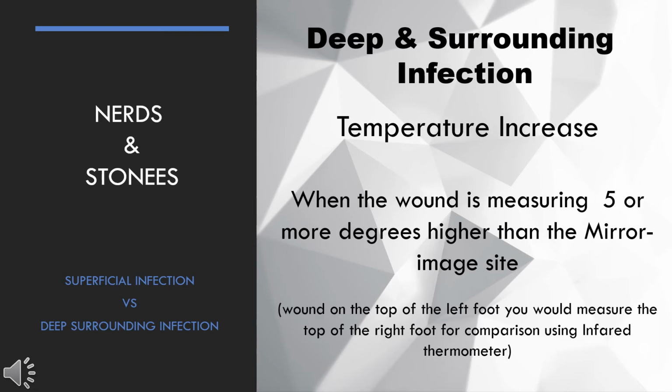A wound is considered to have a temperature increase when the wound is measuring 5 degrees more than a mirror image site. For example, if there was a wound on the top of the left hand, you would measure the wound base, and you would also measure the top of the right hand where the wound would be if it was a mirror image using an infrared thermometer. You take the comparison. If there's a 5-degree difference, that means there is a temperature increase.